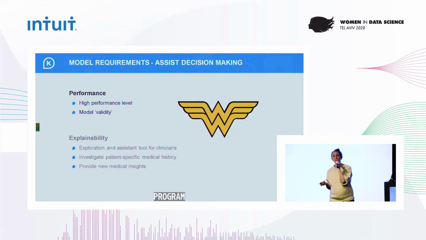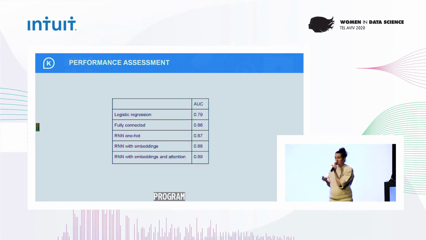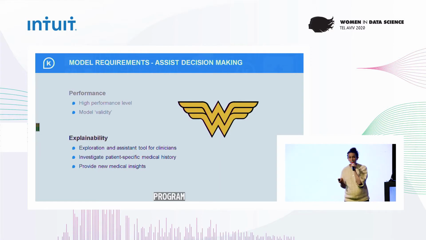So going back to our requirements, we want a model that will have high performance, and we're not going to talk much about it, but we compared different models, and you can see that our model has the highest AUC, which means we didn't need to sacrifice explainability for high performance. So let's go back to explainability. Just to remind you, we also wanted to be able to explore and assist clinicians to better understand the population of interest and investigate patient-specific medical history.